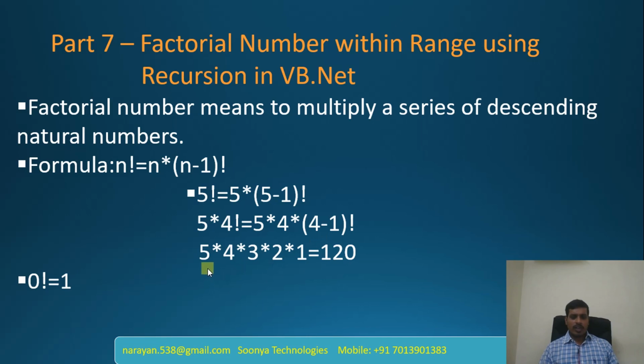5 factorial equal to 5 into 4 into 3 into 2 into 1 equal to 120. The default value for 0 factorial equal to 1. In this program, if we provide input as 5, then we need to calculate factorial for 0, 1, 2, 3, 4 and 5. We will discuss this logic over Visual Studio.